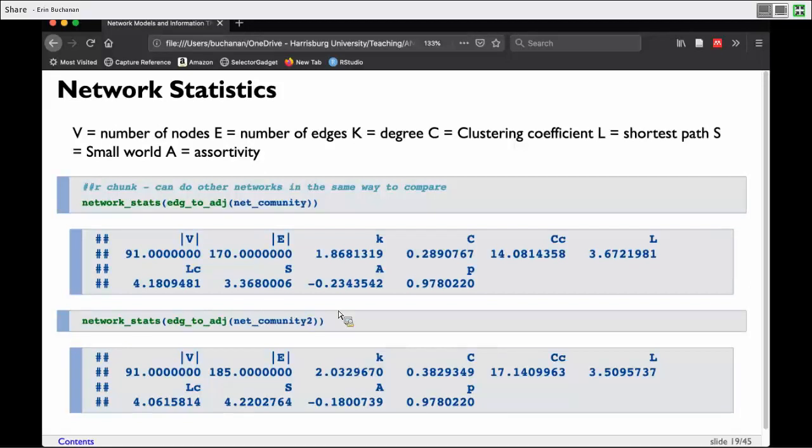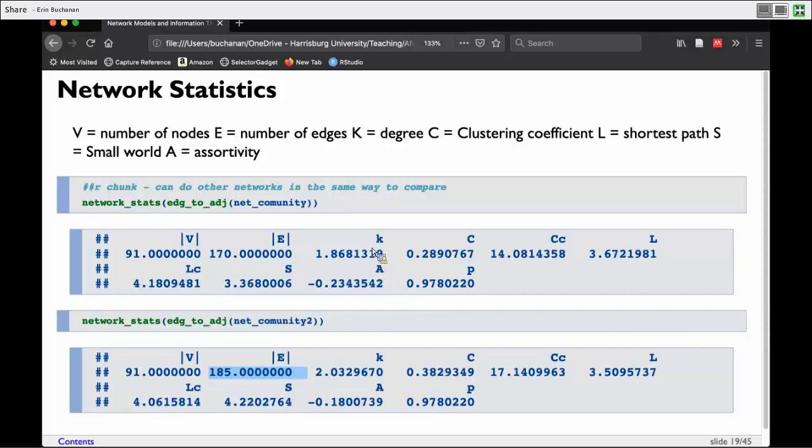So V is the number of nodes here, and this is our community graph. It's just the number of words that made it into the graph. E is the number of edges, so the number of connections. So even though it looked like there was more interconnection or more clustering in the older folks graph, the younger folks graph has more edges.